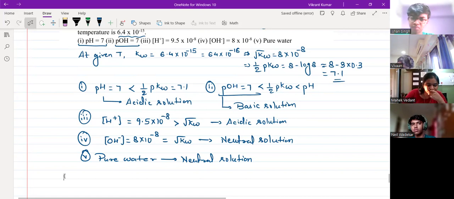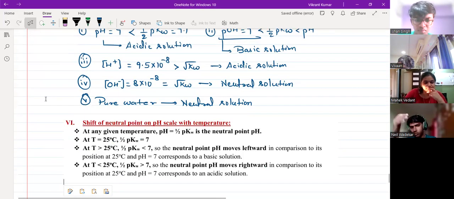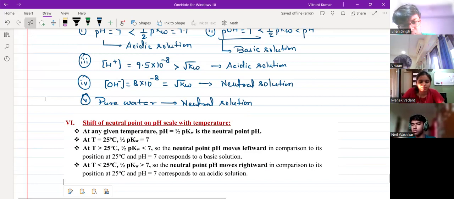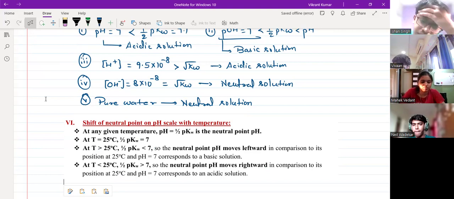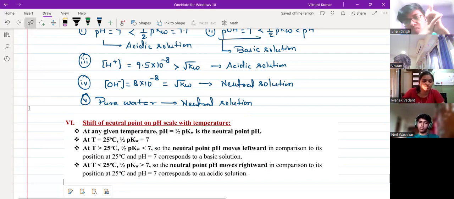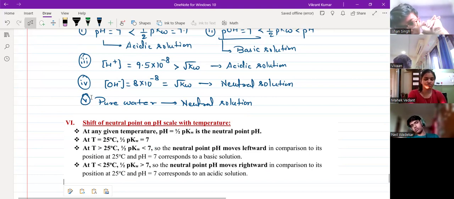So I wrote that part also. I already explained that with increasing temperature, Kw increases, so pKw will decrease, half pKw will decrease. That's why with increasing temperature, the neutral point pH is shifting leftward in comparison to that pH equals 7 point, and if I am decreasing the temperature, the neutral point pH will be shifting rightward of that pH equals 7 point, right? So considering the appropriate shifting, we can identify the given pHs lying in the acidic region or in the basic region. Okay, so this is another point.